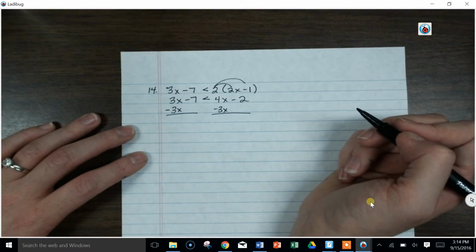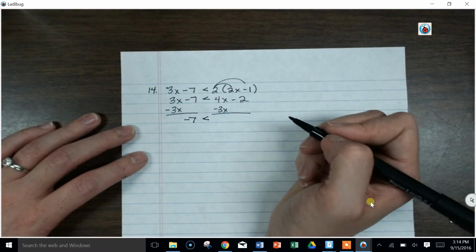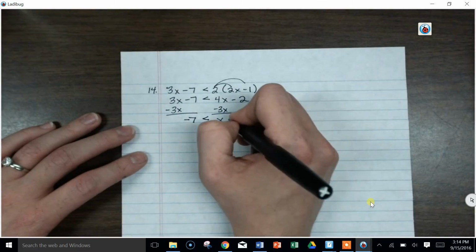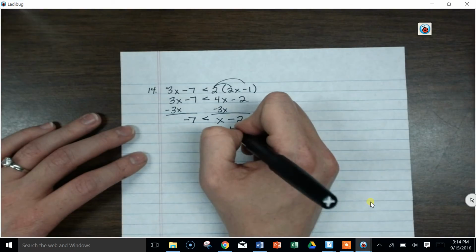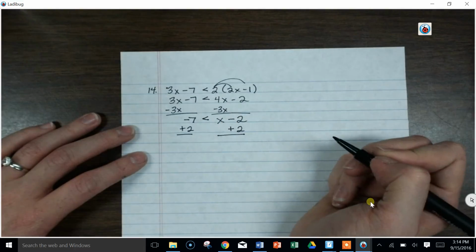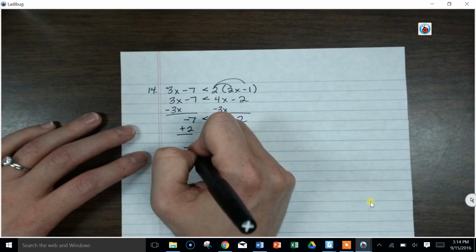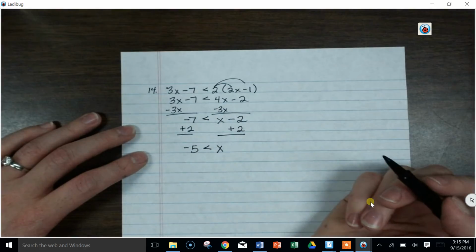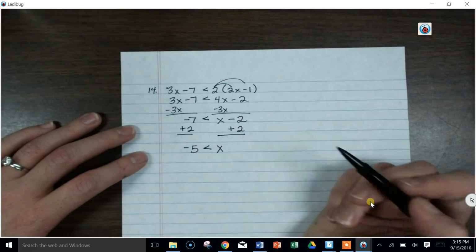3x minus 3x is 0. I'm going to bring down the negative 7. Keep the less than. 4x minus 3x is 1x, or x. Bring down the negative 2. Next, I'm going to add that 2 to both sides to get it away from my x. Negative 7 plus 2 is negative 5. Keep the less than. Bring down the x. Negative 2 plus 2 is 0. I don't need to divide anything because I don't have a coefficient other than positive 1.